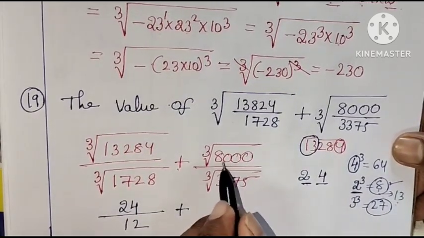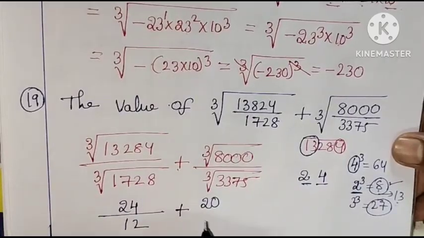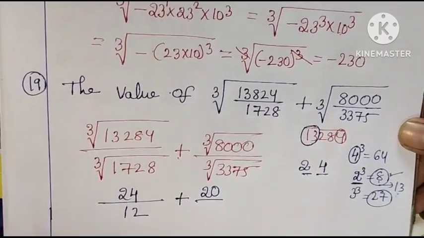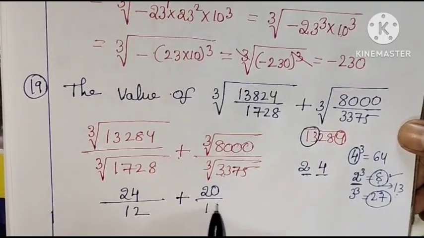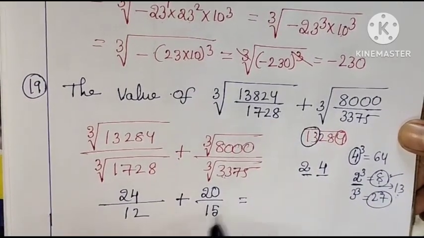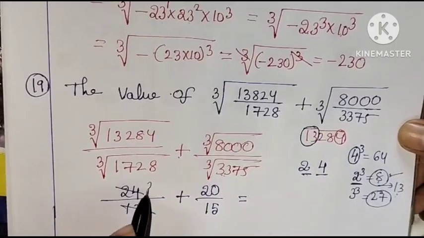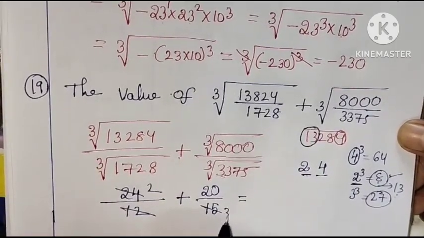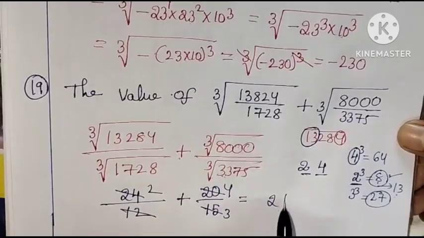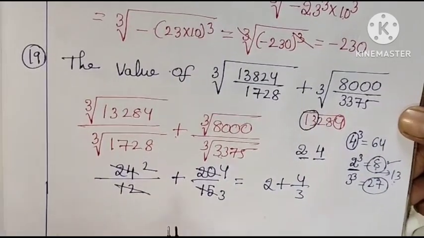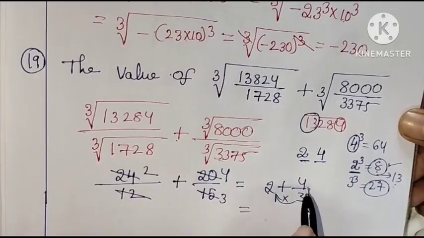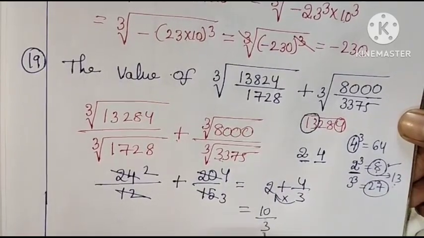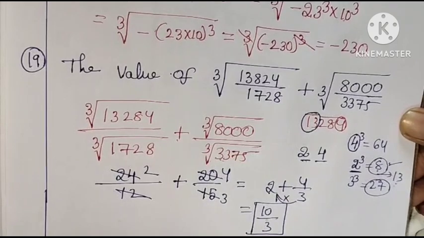And cube root of 8000: 20 cube is 8000, by cube root of 3375, 15 cube. So 24 by 12 is 2, plus 20 by 15 is 4 by 3. 2 plus 4 by 3. 3 twos are 6, 6 plus 4 is 10. 10 by 3. So the answer is 10 by 3.